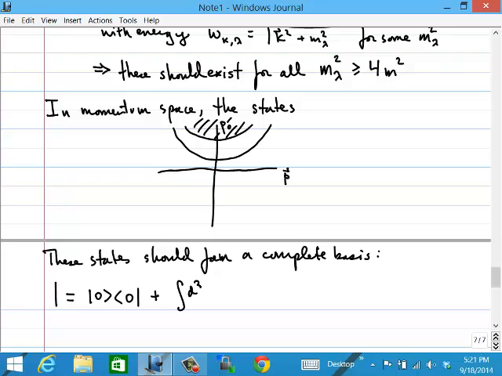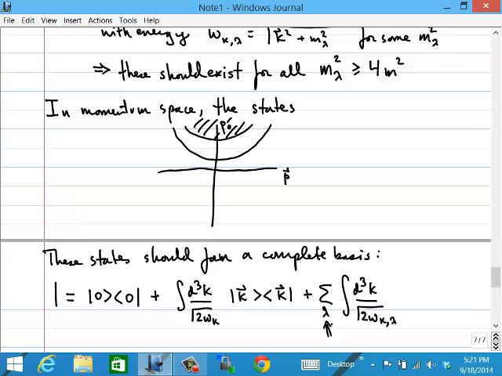plus the projection operator onto single particle states, plus the sum of all possible projection operators onto multi-particle states, labeled by both these extra parameters lambda as well as the total momentum k.